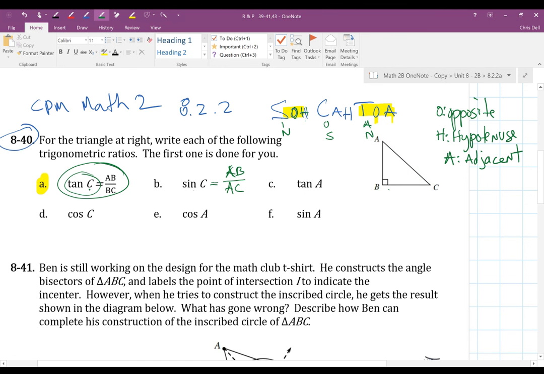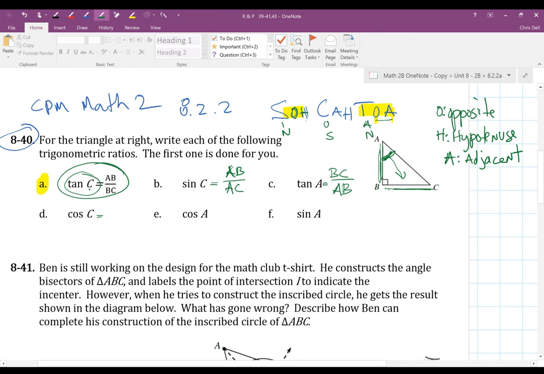Then tangent of A is the next one. Now we're talking angle A here. Remember, tangent is opposite over adjacent. Opposite, which is BC, opens up to it. So BC over adjacent, which is the other leg that's not the hypotenuse and creates that angle, AB.